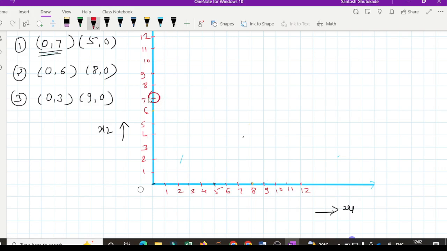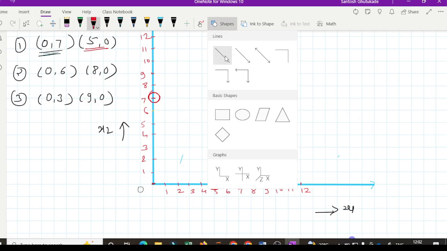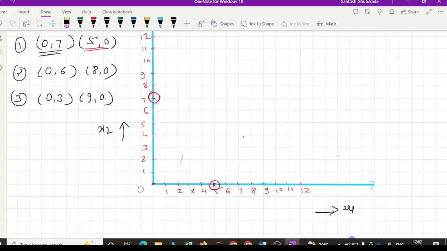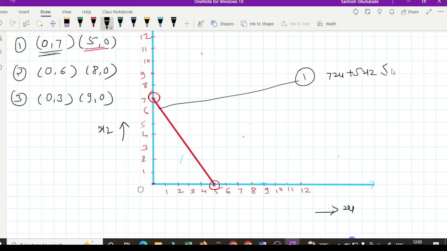So this is the first coordinate of the first equation, and second is 5, 0, meaning 5 on the x-axis. So here you got the 5 and 0. So you got these 2 points. Now you have to join these 2 points. So here I will join these 2 points by a line. So this is your equation number 1, that is 7x1 plus 5x2 is less than or equal to 35. So this is the line for the first equation.